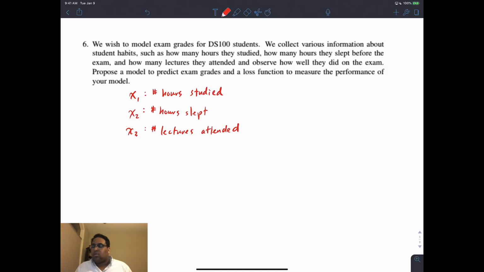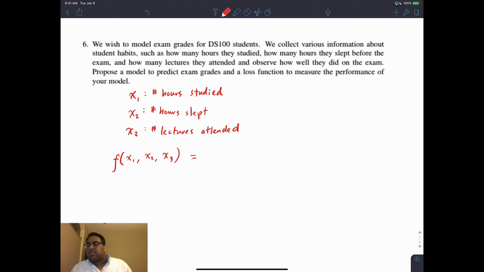We want to propose a model to predict exam grades, okay? And we want a loss function to measure the performance of our model, okay? So this is a pretty standard setup. We have a set of features and we want to come up with a model. Okay, and so what we're really saying is we want some function that takes in x1, x2, and x3 and spits out a predicted exam grade.